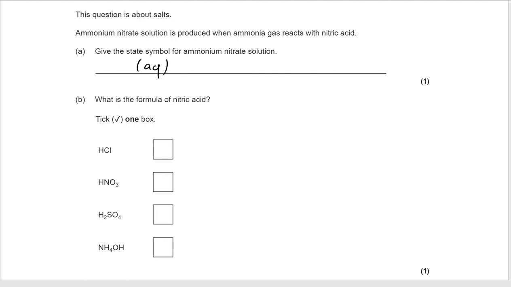What's the formula of nitric acid? Fairly straightforward. You have got to learn this. Down here, we have got hydrochloric, nitric, sulfuric acids, and ammonium nitrate. All of those, hopefully, you are familiar with. So the correct answer is HNO3.